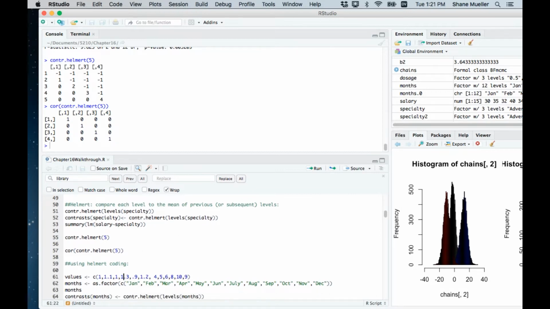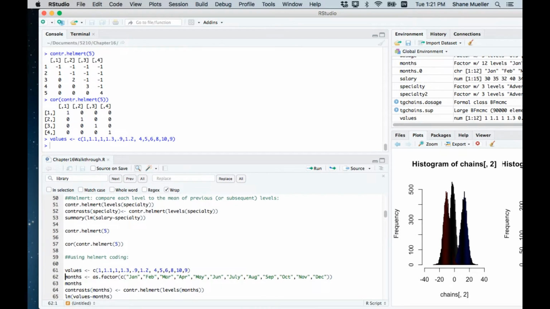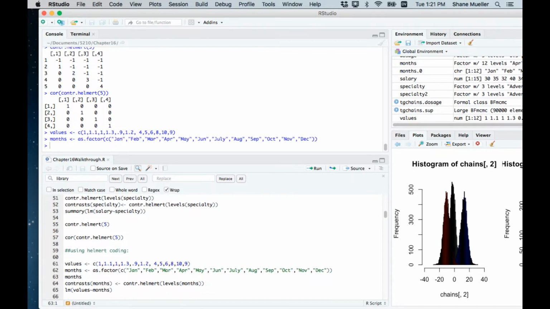Helmert coding is a little easier to see if you have something where you're looking for a change. So here's 12 months of the year, and I'm just organizing them in order, January through December, and we see low levels, and around July it increases. So you might expect to see a significant effect here, but not elsewhere.